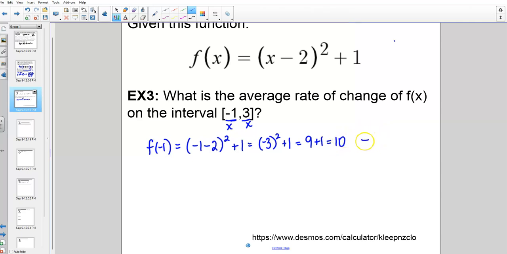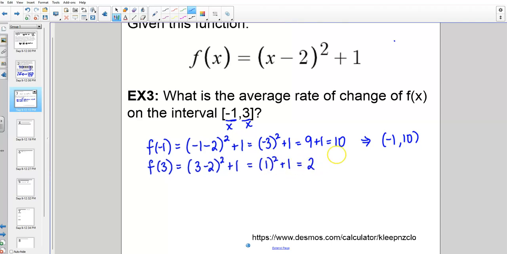So our x-coordinate is negative 1. My y-coordinate is 10. There's one of my points. And I'm just going to do the same thing for the other. F of 3 is going to be 3 minus 2 squared plus 1. That's going to be 1 squared plus 1, which is just 2.